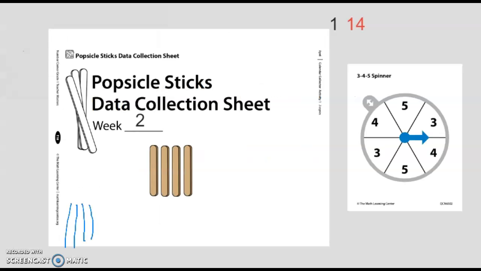All right, let's find out how many popsicle sticks we're going to collect today. Yesterday we collected 4 popsicle sticks, and it is week 2. Last week we had 14 total. So let's spin today to see what we get. 5. All right, let's add 5 more popsicle sticks to our collection.